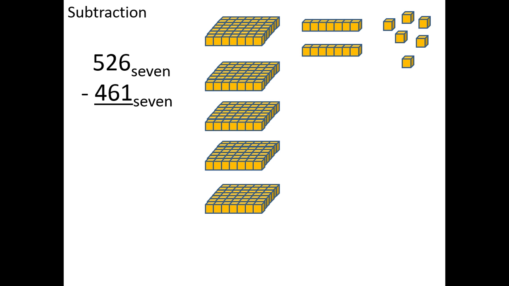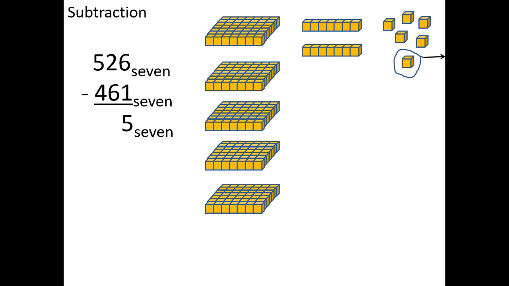We're trying to take away from that 461 base 7. So if we start with our smallest units, that would be the ones. We're trying to take 1 from 6, and we can certainly do that. We can take away 1. But if we go to the sevens, we're trying to take 6 sevens away from 2 sevens, and we don't have enough sevens to do that. So we're going to have to do some regrouping.